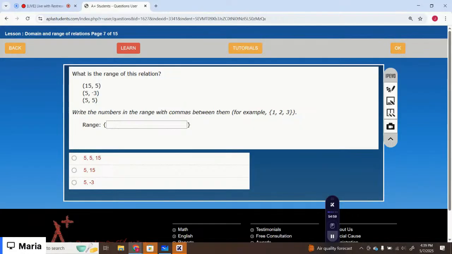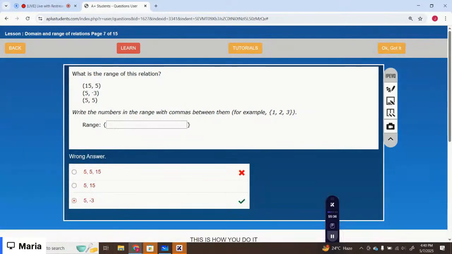What is the range of the relation? That is 5, 5, and 15. Option number 1 is the correct option. Okay, you can complete the lesson by yourself.